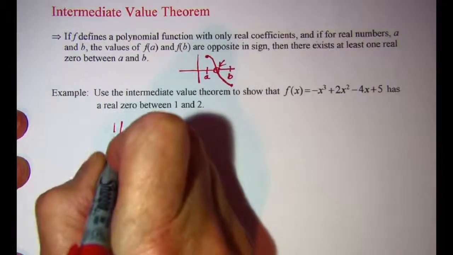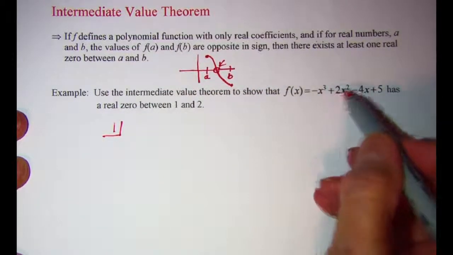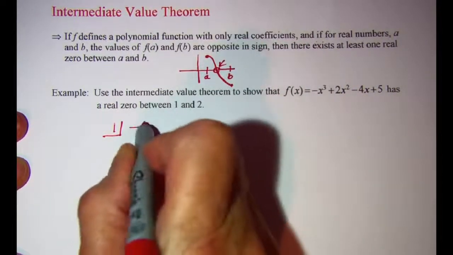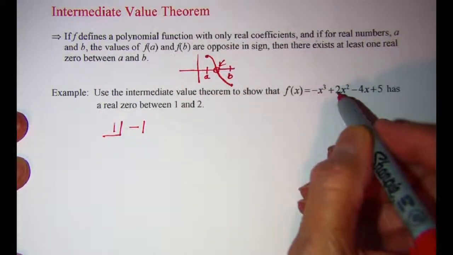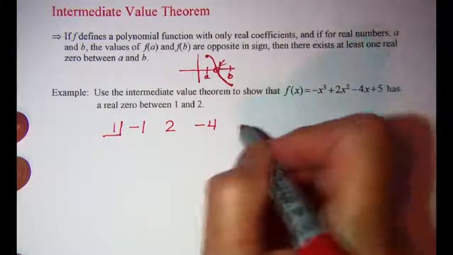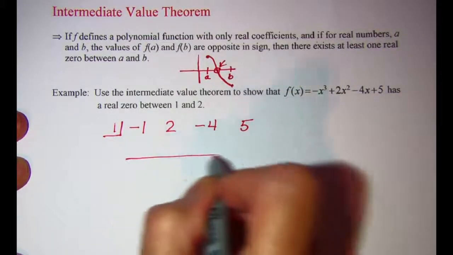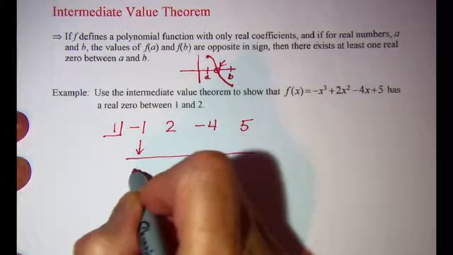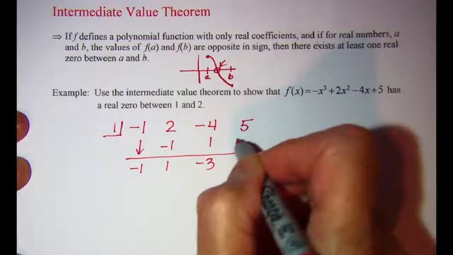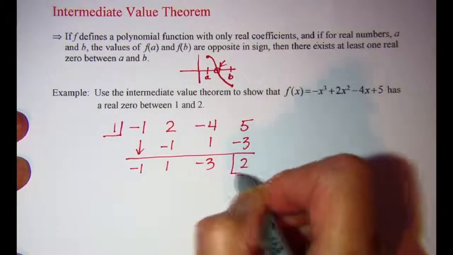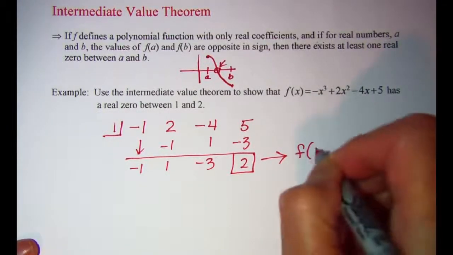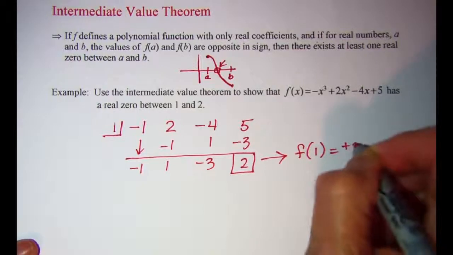When I use 1, let's see, x cubed, x squared, x, constant, so there's no terms missing. So I have a negative 1 for this coefficient, then 2, and then negative 4, and 5. So bring down my first term, that's negative 1, then 1, 1, there's 3. So positive 2 is my remainder here, and so that means that f of 1 is a positive 2.